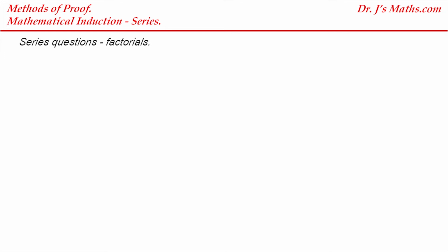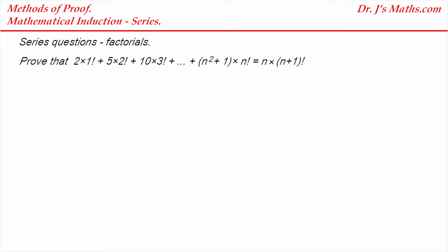Now there are a few ways that the examiners can ask you questions about induction related to series, and some of those are dealt with in the website, but the one I want to deal with here is going to be with the factorial notation. For example, we might have to prove that 2 times 1 factorial plus 5 times 2 factorial plus 10 times 3 factorial plus up to (n squared plus 1) times n factorial is equal to n times (n plus 1) factorial. So we've got to know our factorial notation in order to do these questions.